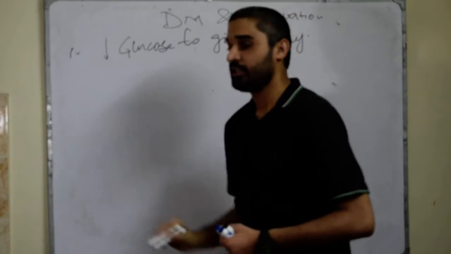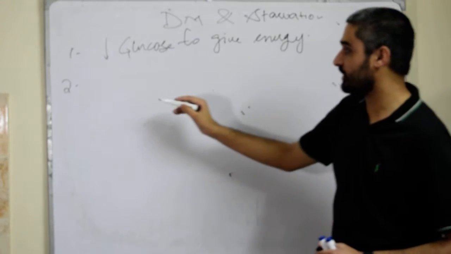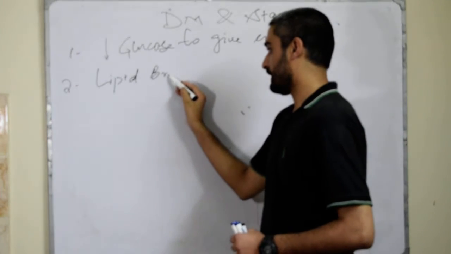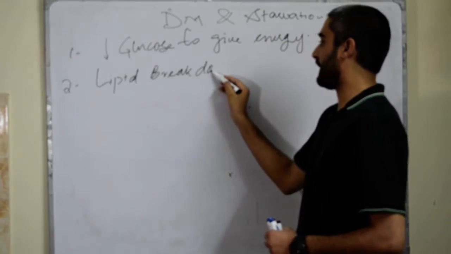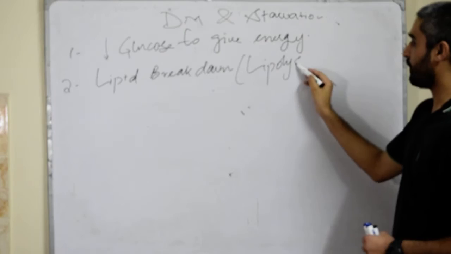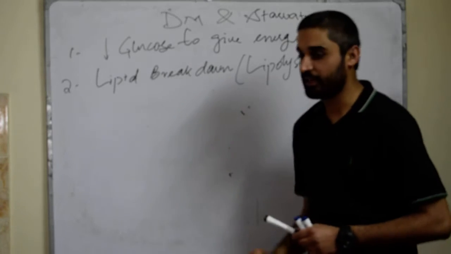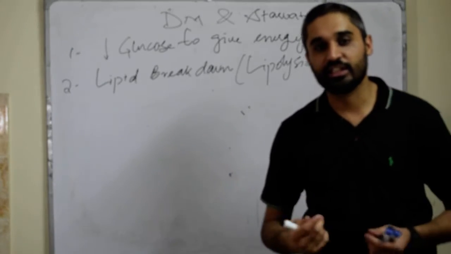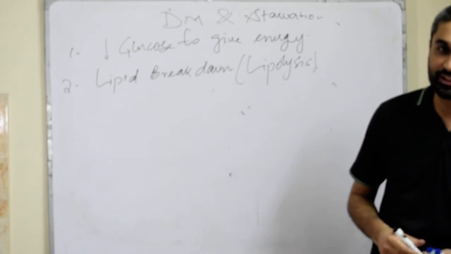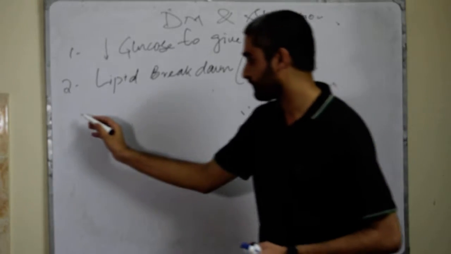Number 2. If the energy is less, where is this energy coming from? Lipid breakdown, that is called lipolysis. Lipolysis will give you energy in starvation as well as in diabetes mellitus.